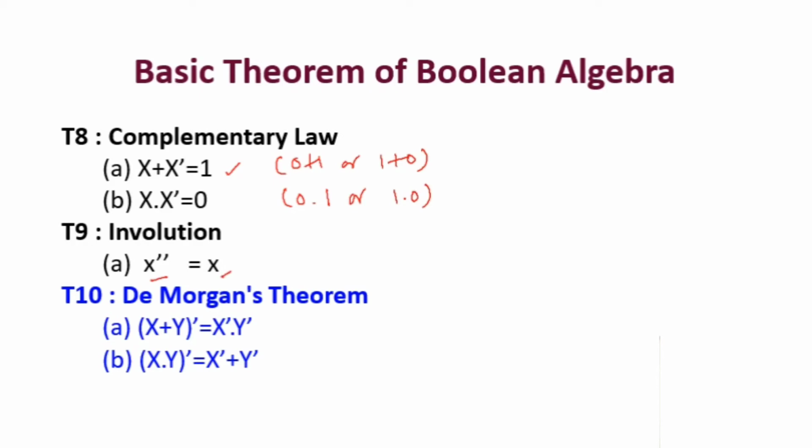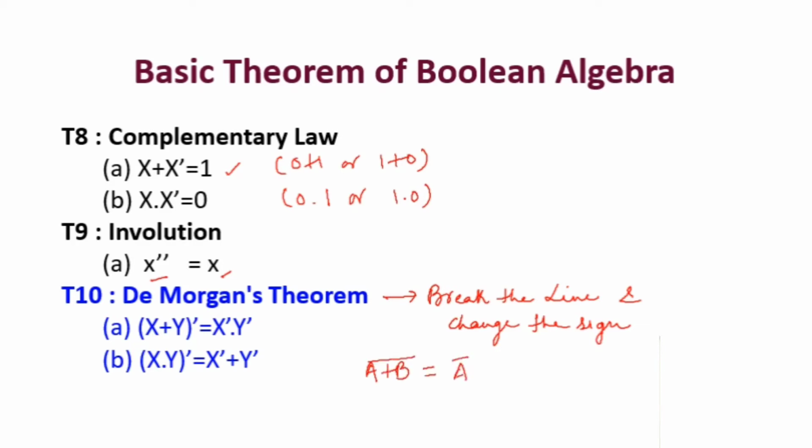And now the last thing, De Morgan's theorem. For De Morgan's theorem, you can remember: break the line, change the sign. So if we are having A plus B whole bar, then I can write it using De Morgan's theorem as A bar dot B bar. I have broken the line, and now the plus sign has changed to dot. Similarly, this A dot B whole bar can be written as A bar plus B bar. So this is my De Morgan's theorem.